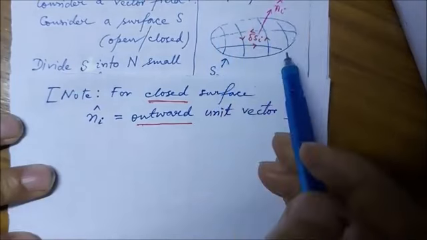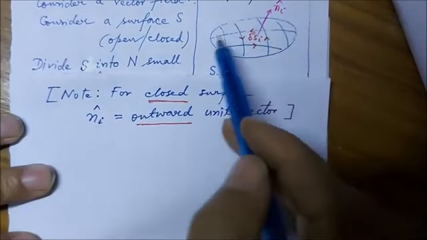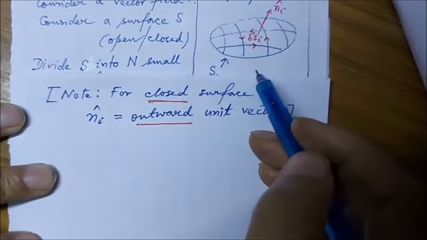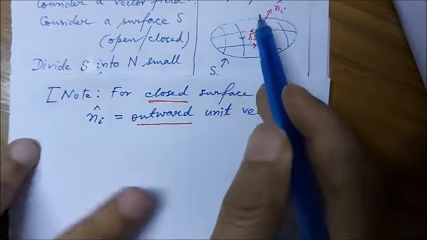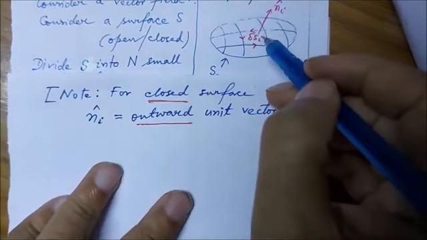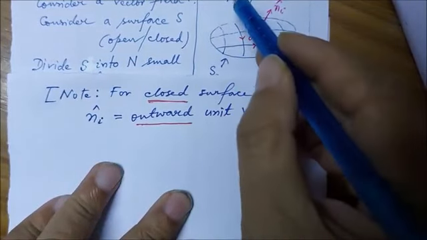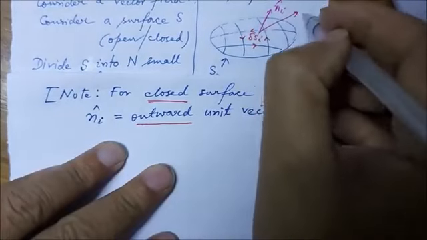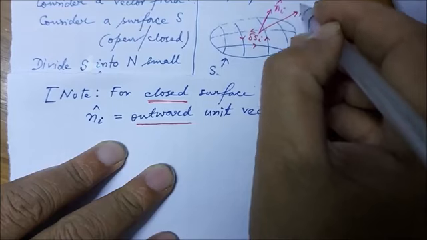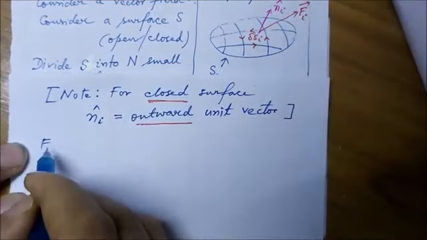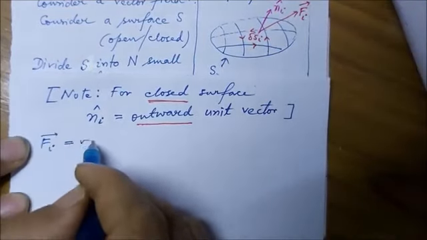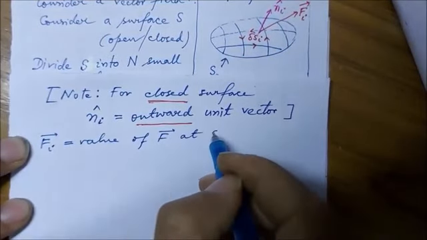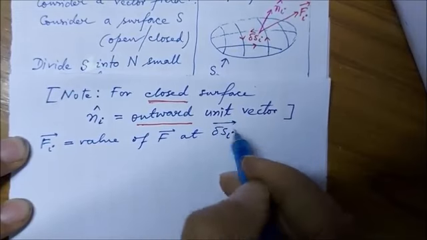Since this is a field of F, at each and every point there will be a definite value of vector F, and hence at the location of delta Si there will be a value of vector F also, and let it be vector Fi. So this is the value of vector F at the location of delta Si.